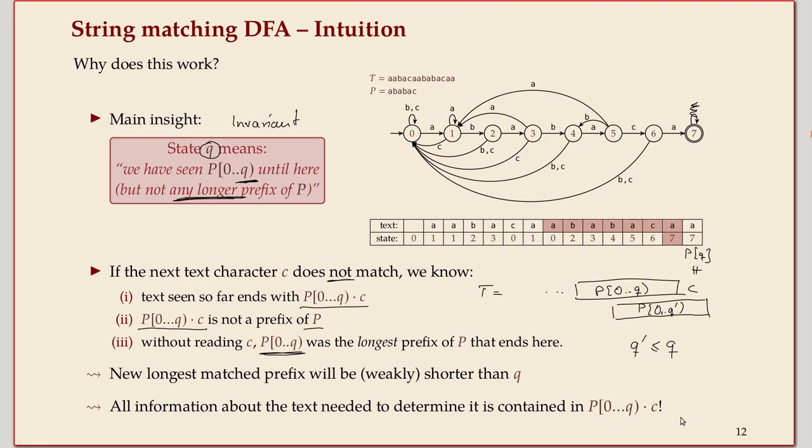Okay, so the magic why all this works with this deterministic automaton is you don't need to remember the text. You only need to remember how much of the pattern you've seen. And then with just looking at the next character, you can figure out what the new Q is. I don't expect you to understand how to find the new Q at this stage. We'll spend more time on this.